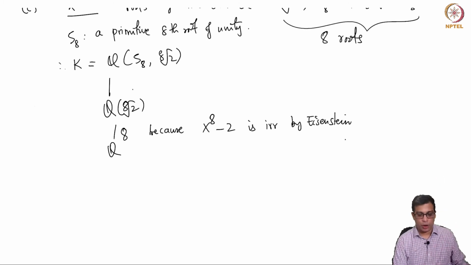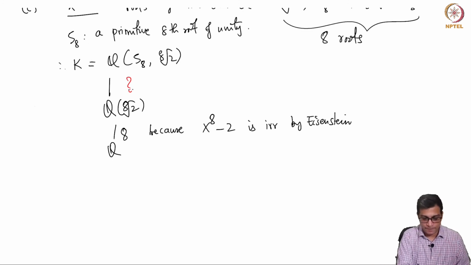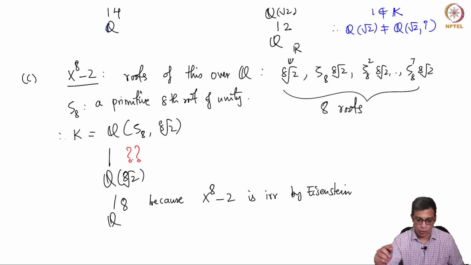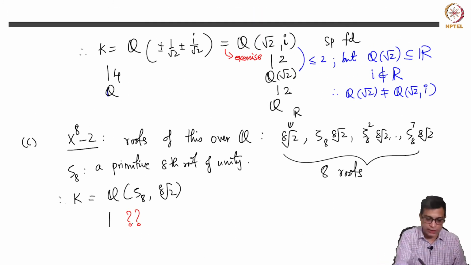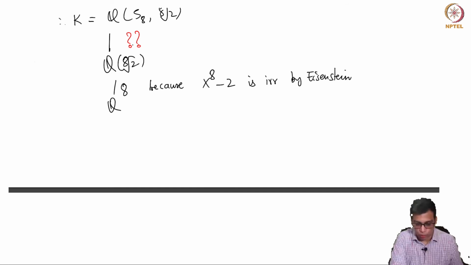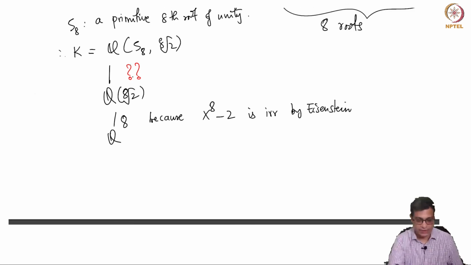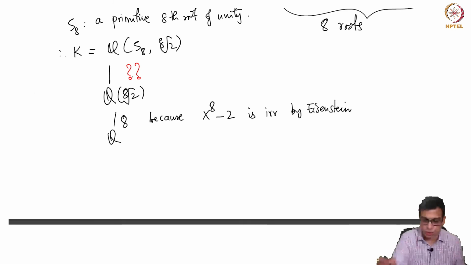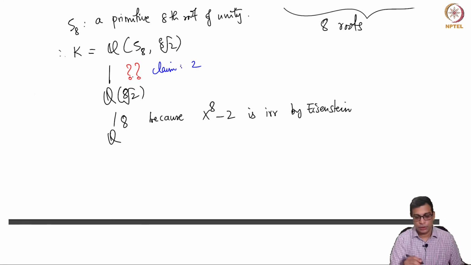So the question now boils down to, what is this degree? Now zeta 8 over Q has degree 4 as we saw earlier. So K is of course zeta 8 adjoined. So this is at most 4. So you already see that this can't be 56. So this is at most 32. But in fact I claim that this is 2.